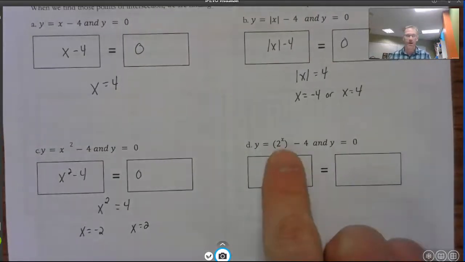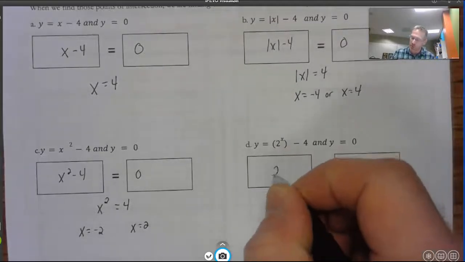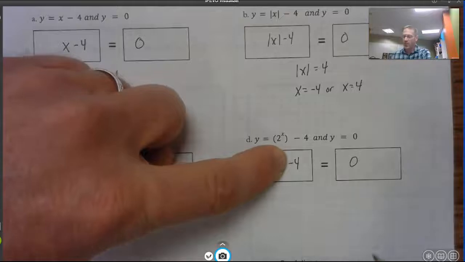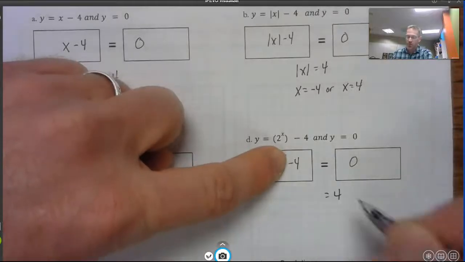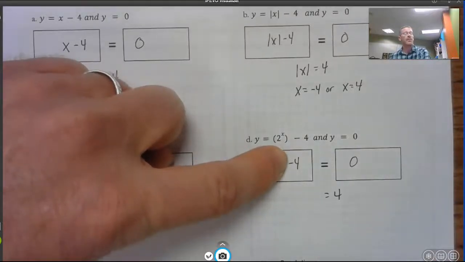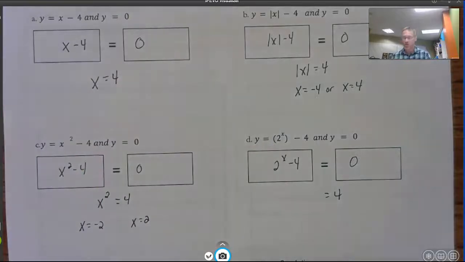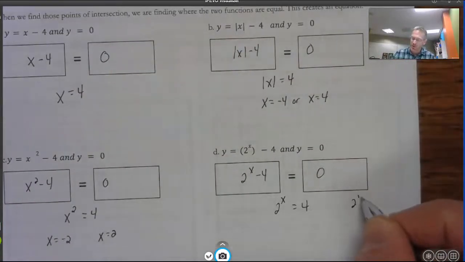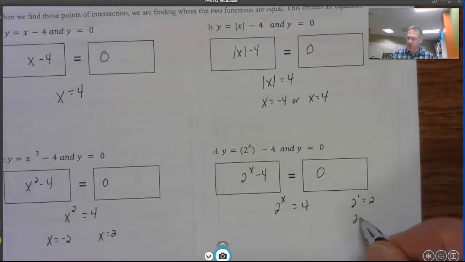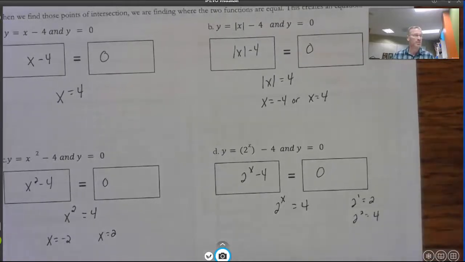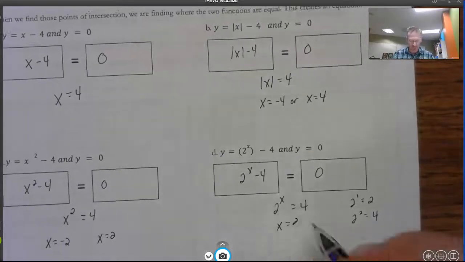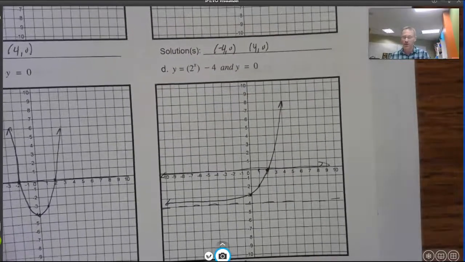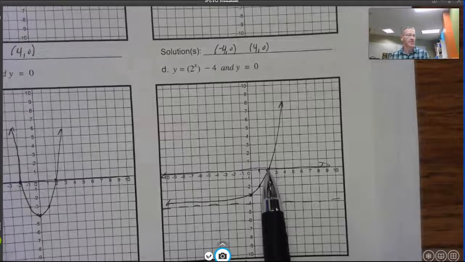All right, we go to this one. Where are these two things equal? So 2 to the x minus 4 is equal to 0. Once again, what minus 4 is 0? 4. So whatever is behind my hand has to be 4, and that would be 2 to the x. So 2 to what power is 4? 2 to the first power is 2, and 2 squared is 4, 2 times 2. So that means x is equal to 2. And once again, if I put it on the screen here, you can see that's where our point of intersection is.